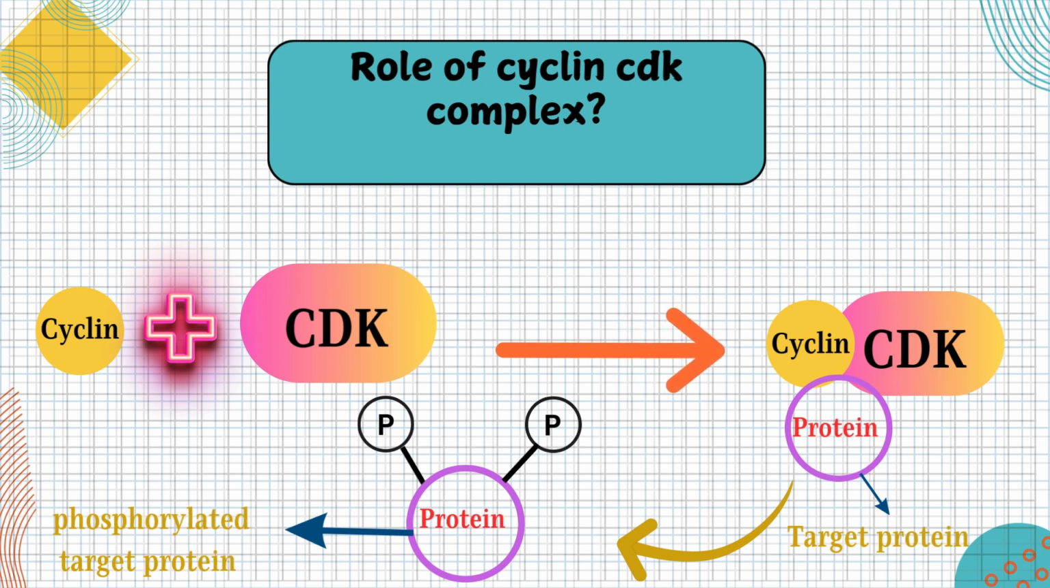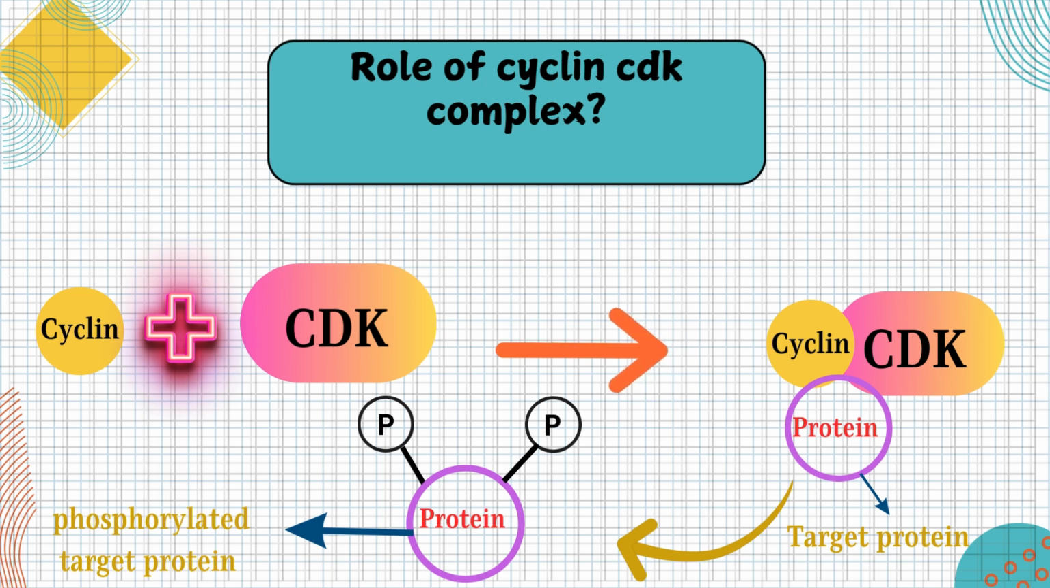Now we are going to understand the role of the cyclin CDK complex. We have cyclin bind with CDK. Cyclin and CDK combine to make a complex which is known as the cyclin CDK complex. So cyclin will activate CDK and CDK will phosphorylate a target protein. Here we see the phosphorylated target protein. The first step is cyclin CDK complex formation, while the second step is phosphorylation of the target protein.